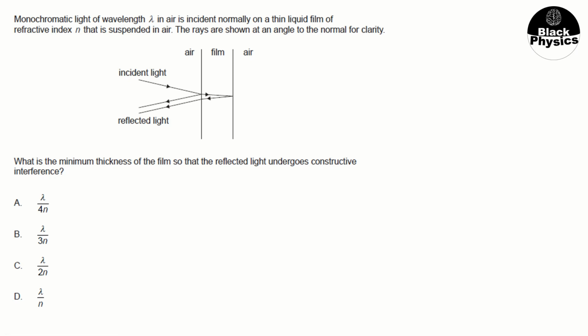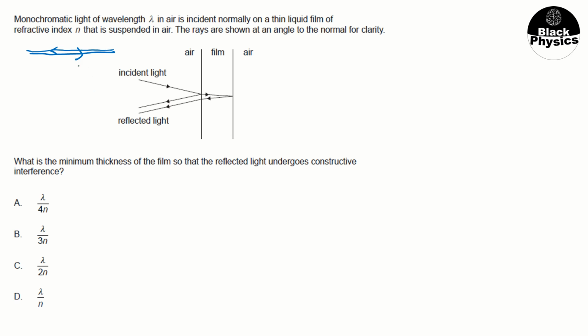A monochromatic light of wavelength lambda in air is incident normally on a thin liquid film of refractive index n that is suspended in air. The rays are shown at an angle to the normal for clarity. So these rays should be in this direction. They go to the right, then reflect back like that.